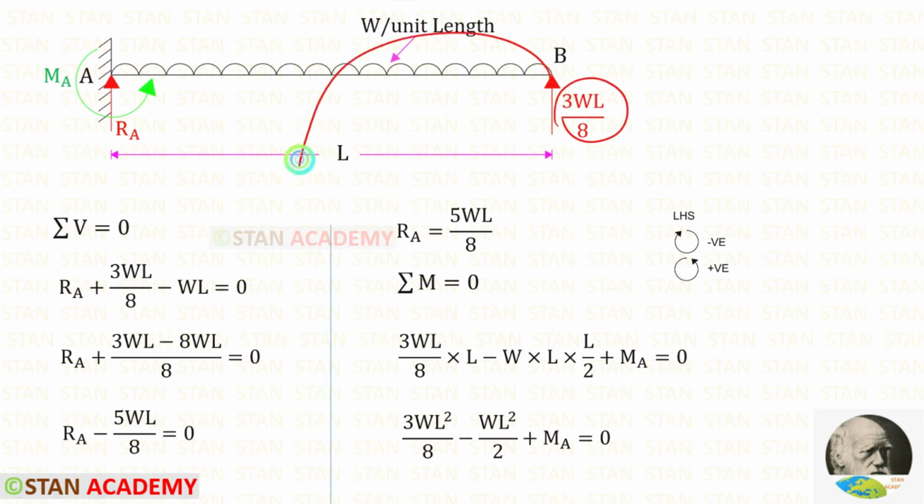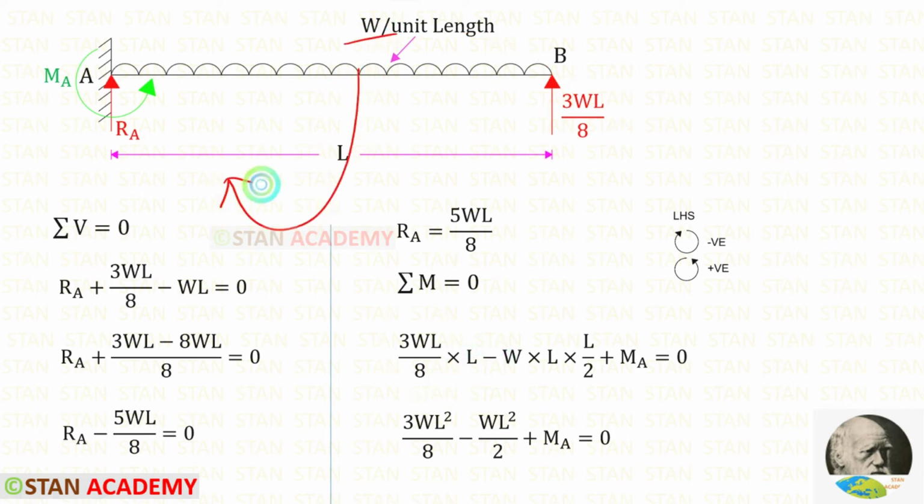RB is acting in the anti-clockwise direction so it will be positive, and the distance is L. UDL is acting in the clockwise direction so it will be negative. When the UDL comes, we have to multiply with the distance by 2. Here the distance is L, so L into L by 2. Let us assume that MA is acting in the anti-clockwise direction so it will be positive. L into L, we will get L square.